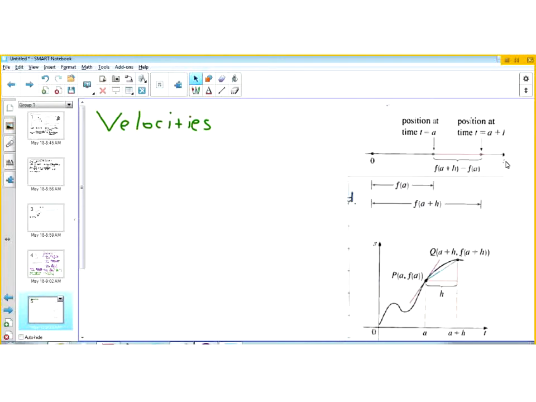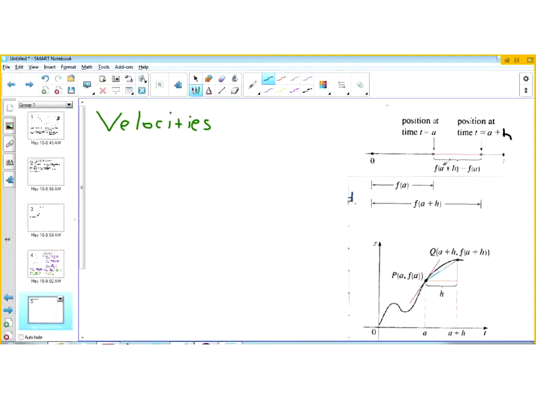All right, so look at the first illustration. Here we have a t-axis. This is t. And this first red point is the position of some object in motion at time t equals a. Then time goes by, and the object changes its position at time t equals a plus h. It looks a little bit truncated there, so this will be a plus h.